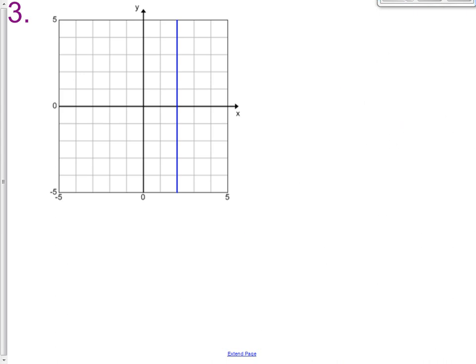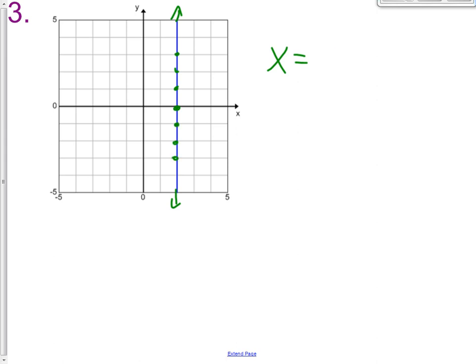Problem number 3. This one is a vertical line going up and down. A vertical line is always an x equals line. So it's just x equals whatever the x-coordinate is. This point is (2, 0). Here's (2, 1), (2, 2), (2, 3), (2, -1), (2, -2), (2, -3).